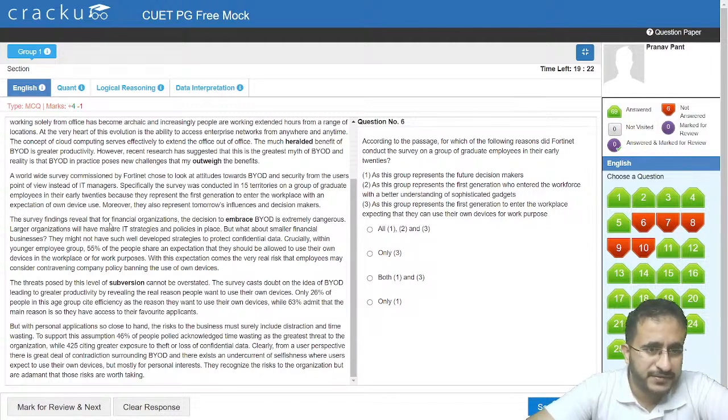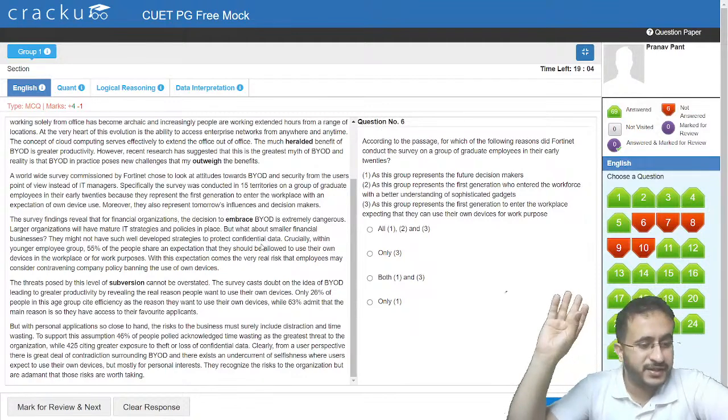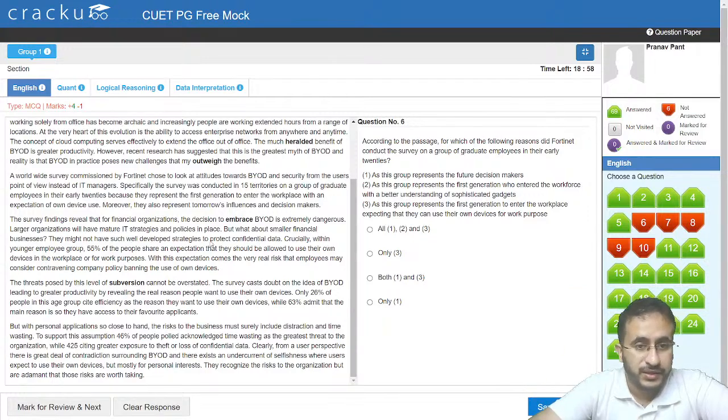The survey findings reveal that for financial organizations, the decision to embrace is extremely dangerous. Larger organizations will have mature IT strategies and policy in place, but what about smaller financial businesses? They might not have such well developed strategies to protect confidential data. So, one of the disadvantages is confidential data. Okay, especially in financial companies, it is a very big thing, right? You cannot leak the data.